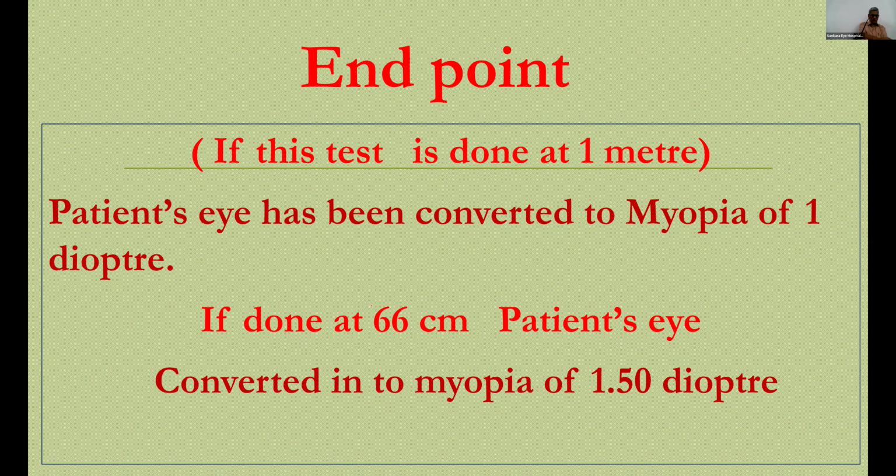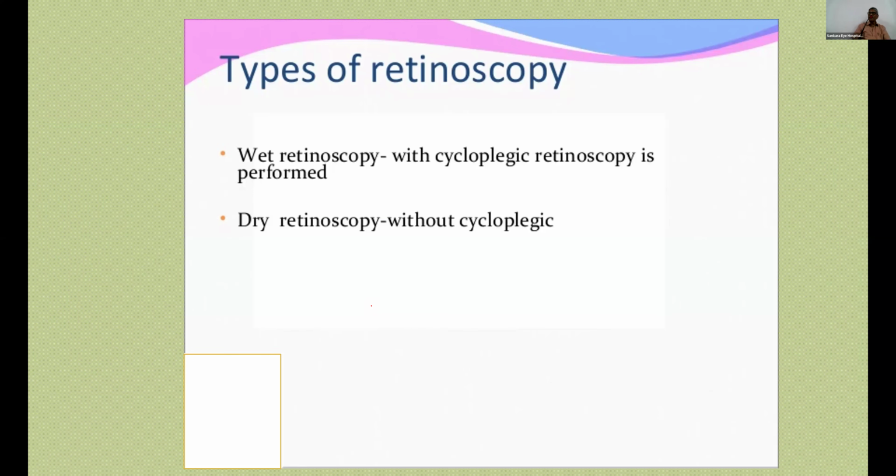They will ask one question here about the types. Wet retinoscopy is when you are putting cycloplegic drops. Dry retinoscopy is without cycloplegic. In dry retinoscopy, you must ask the patient to look somewhere at a distance so that he does not accommodate. You can do that also. Of course, with practice, you have to do that.